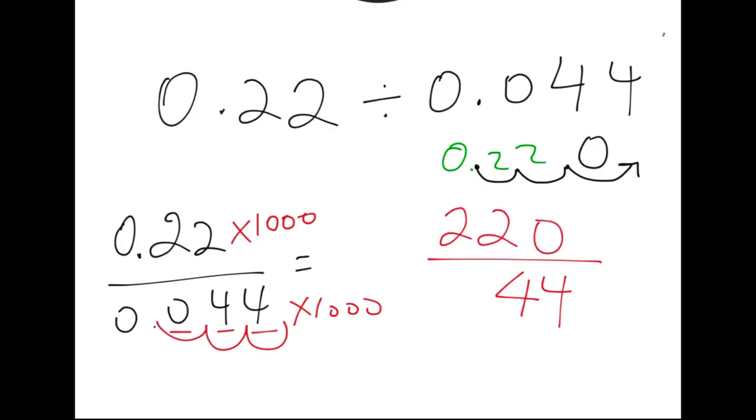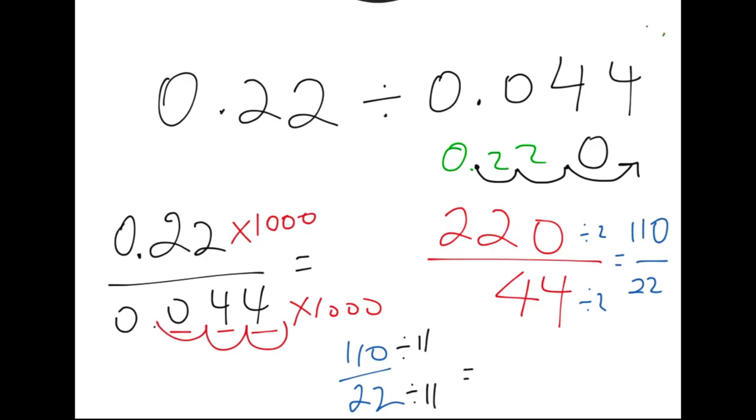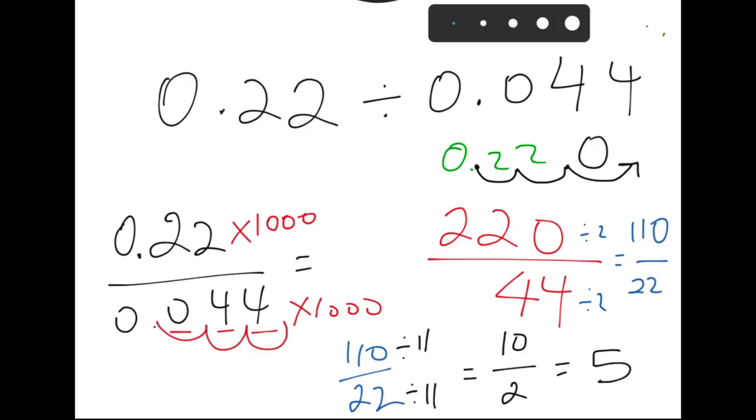So now I divide. The easiest way to divide when you have big numbers like this, you can start by simplifying this fraction. Maybe divide by 2, divide by 2. So I end up with 110 over 22. So it's getting easier now. If I have 110 divided by 22, can I simplify again? I can divide by 11 on the top, divide by 11 on the bottom. 110 divided by 11 is 10, and 22 divided by 11 is 2, and then 10 divided by 2 is 5. So the answer is 5.